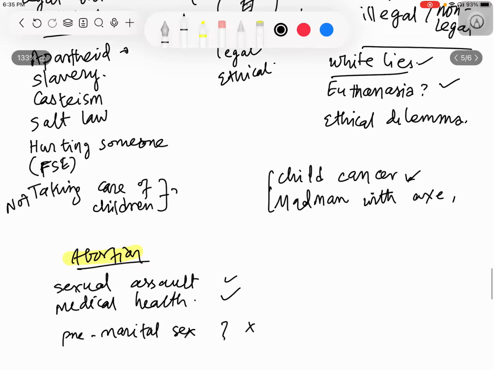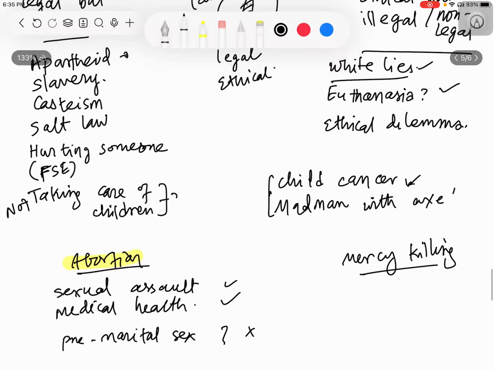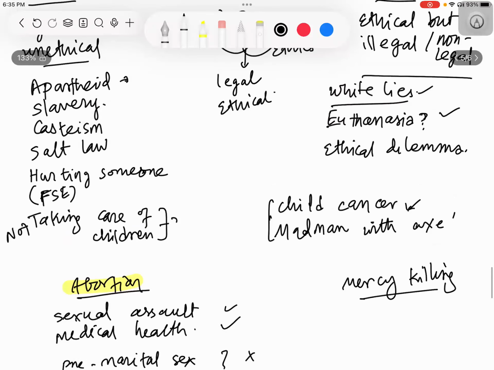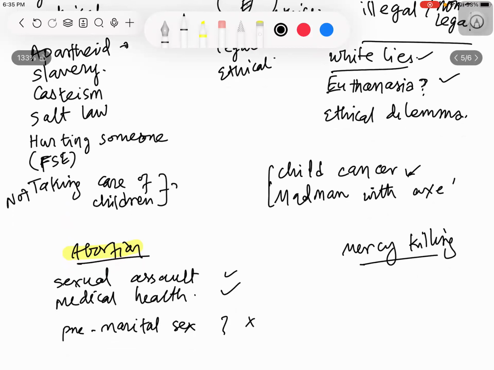Consider the case of euthanasia. Euthanasia is sometimes alternatively called mercy killing. Again, see, this is also very controversial. That is why I wrote this question mark. So we don't know whether that is ethical or unethical. But I personally feel we should not give a blanket statement, but overall again you will see what the situation is.